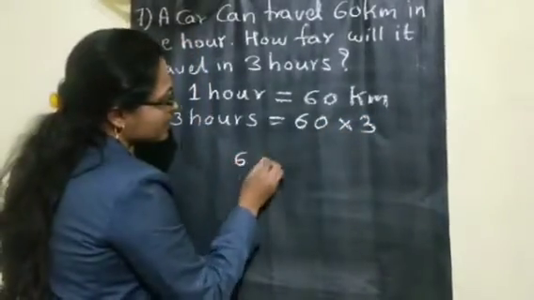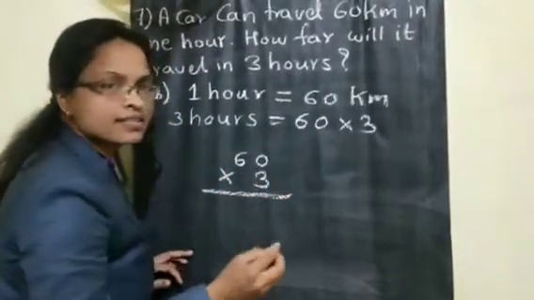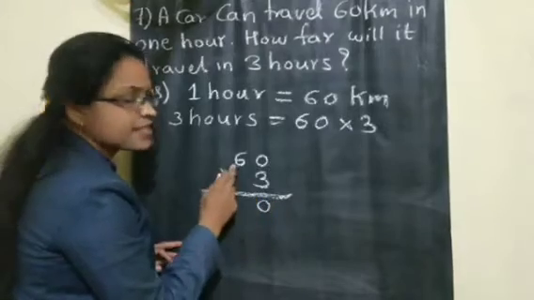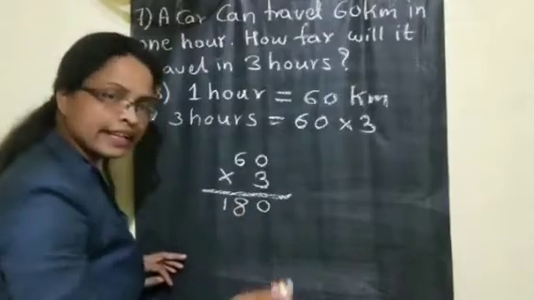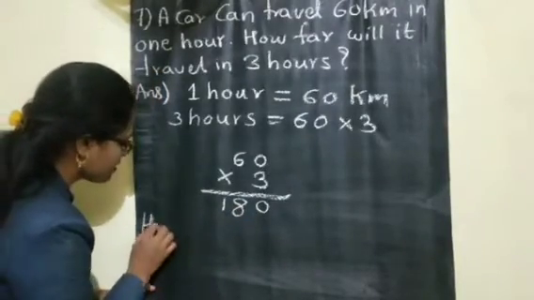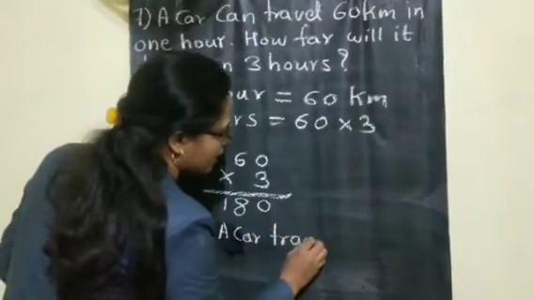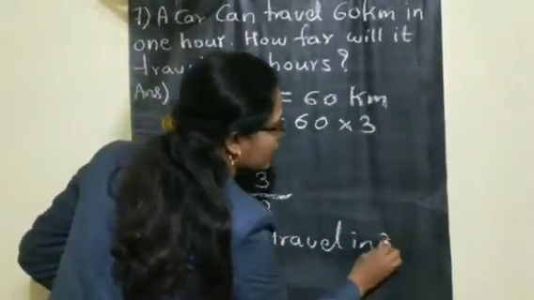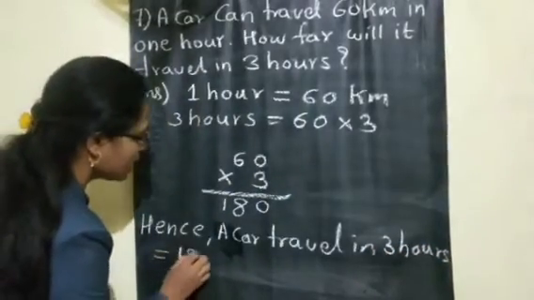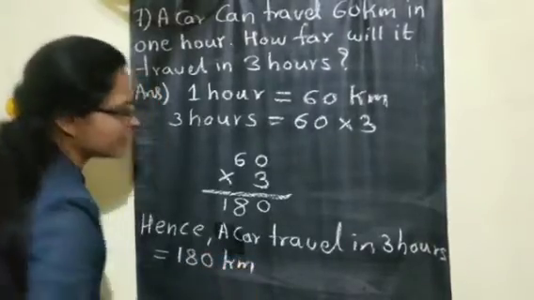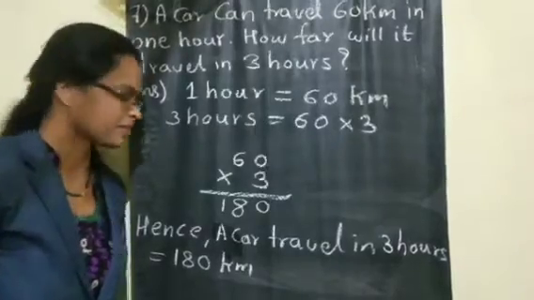So, arrange in the vertical form. 60 multiplied by 3. So, 3 zeros are 0. 3 sixes are 18. So, here we get the answer 180. Hence, a car travels in 3 hours is equal to 180 kilometers.